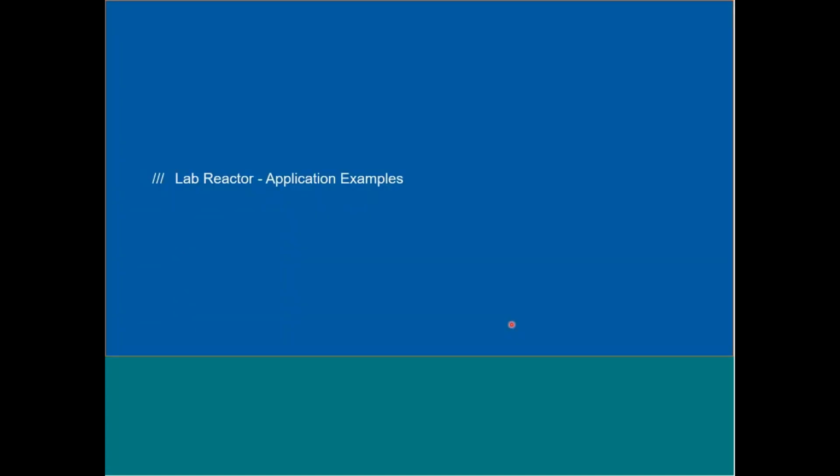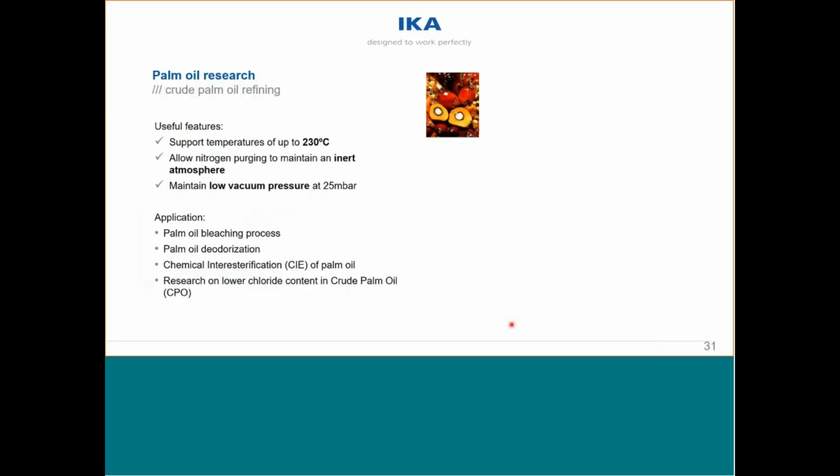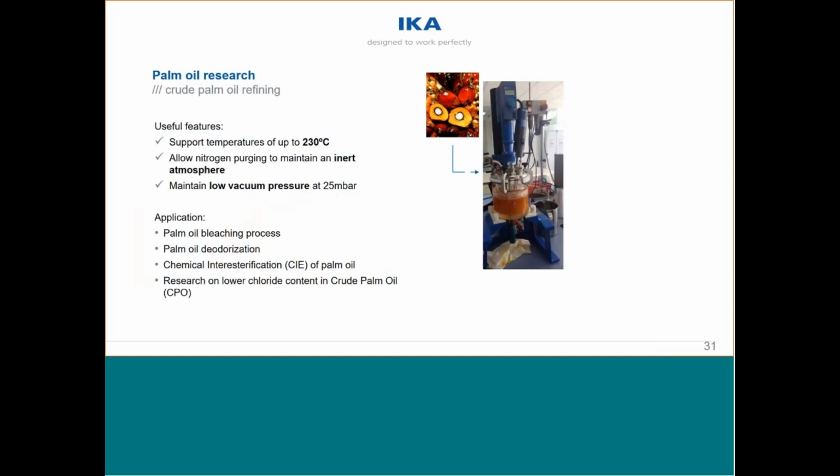So here are some of the applications of the lab reactor. It can be used in palm oil research, supporting temperatures from minus 30 up to 200 degrees Celsius. You can also push in nitrogen gas to maintain an inert atmosphere, and the lowest pressure it can go is 25 millibar.